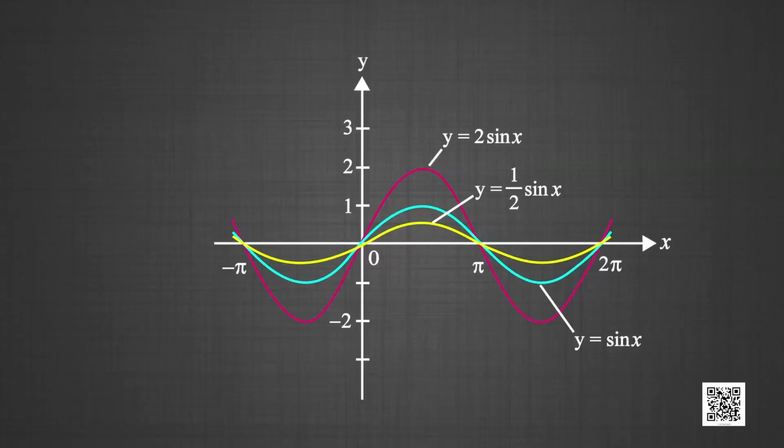For the graph of y = half sin x, we multiply the graph of y = sin x by half. This has the effect of stretching the graph vertically by a factor of half. On this graph, we can see the comparison of these three. The pink line represents the graph of the function y = 2 sin x, and the blue line is the simple graph of y = sin x, whereas the yellow line shows the graph of the function y = half sin x.